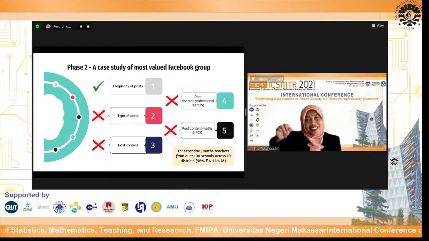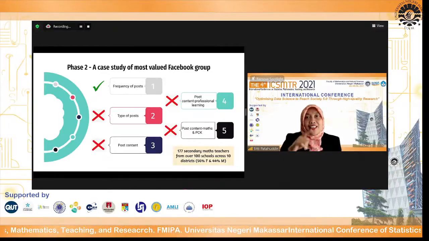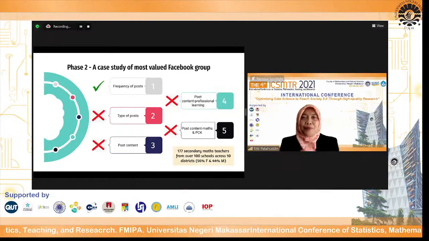So the tick says no difference, no significant differences statistically. The cross itu mengatakan ada perbedaan in the finding.